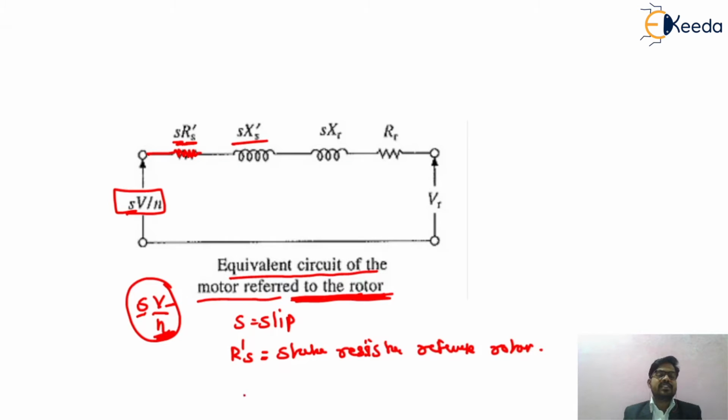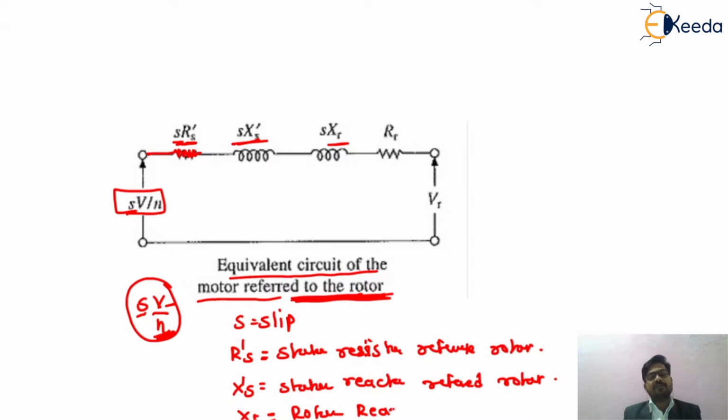Similarly, the second term is X dash s, where s is again slip. And what is the value of X dash s? It is again the stator reactance, but the stator reactance which is referred to the rotor circuit. That's why it has a dash. Similarly, friends, in this circuit we have XR. What is XR? It is the rotor reactance. In the slip power recovery scheme we get these terms differently, because these are all referred to the rotor circuit, whereas previously they were referred to the stator circuit.